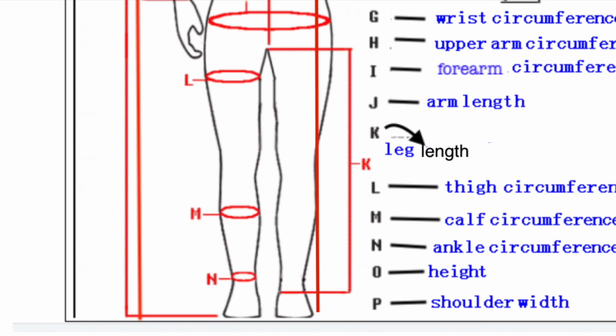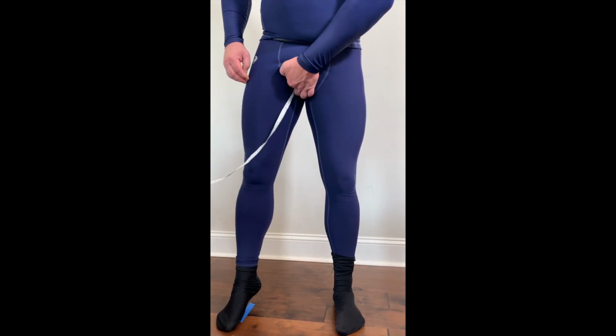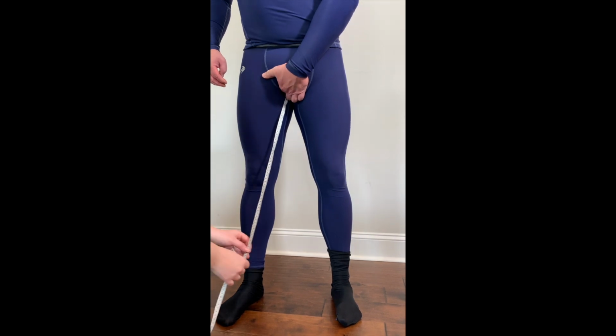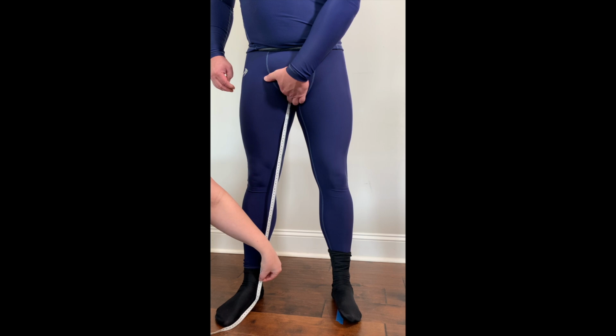K is your leg length. Measure from the very top of your inner thigh, where your thigh meets your crotch. Measure down to your ankle, where your pants leg would typically end.